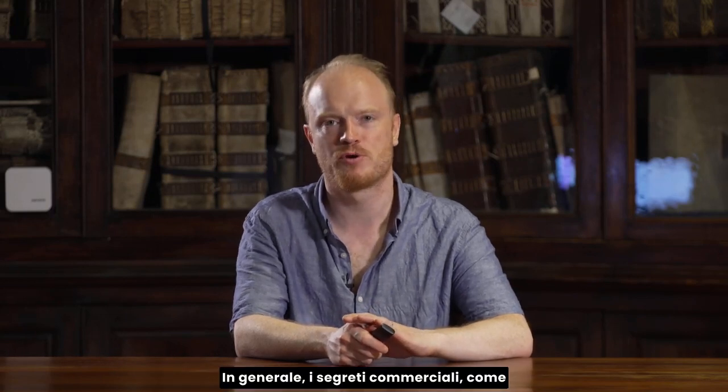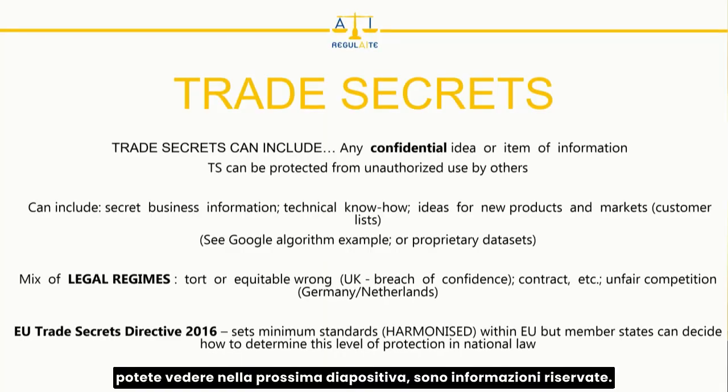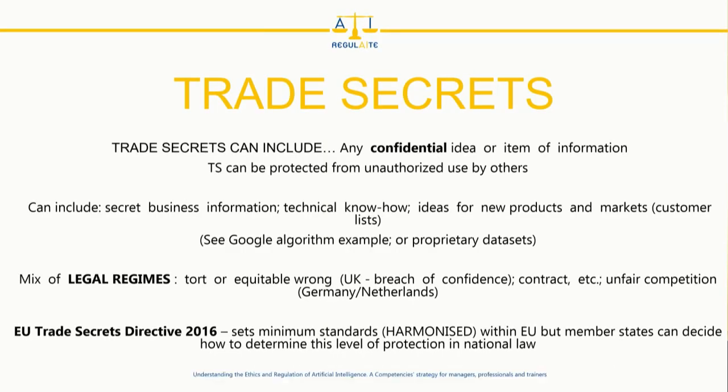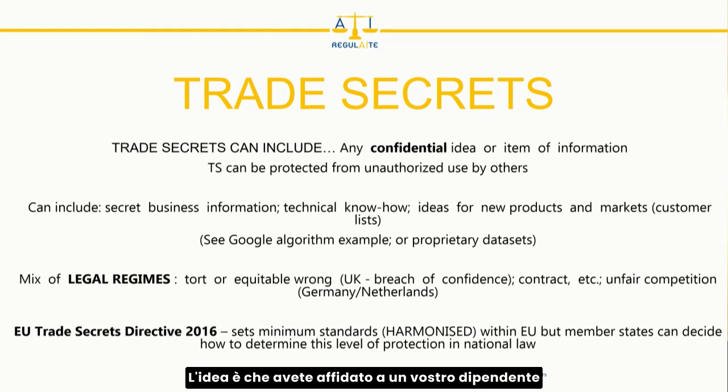Generally, what we're talking about with trade secrets, as you can see in the next slide, is confidential information. The idea is that you have trusted your employee or your agent with certain information. And the value of that information is that it is secret. And you want to keep it secret. If your competitors find out what that information is, it could be very bad for your business. Some very famous trade secrets include the recipe for Coca-Cola and the Google algorithm.